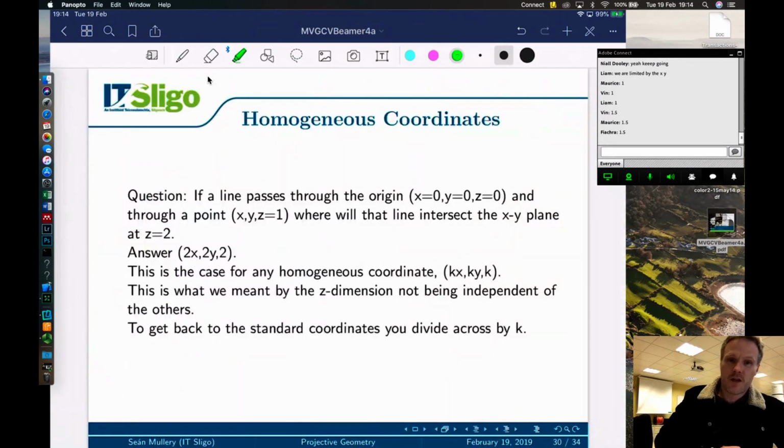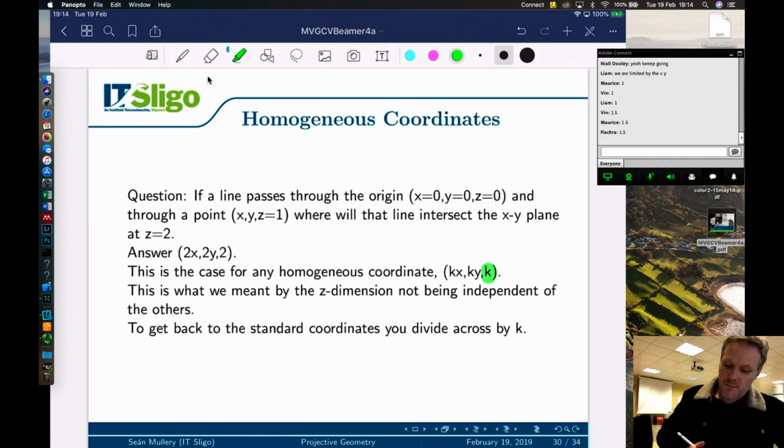So if a line passes through the origin x equals 0, y equals 0, z equals 0, and through a point x, y, z equals 1, where will that line intersect the xy plane if it's at z equal to 2? It'll meet it at 2x, 2y, and then 2 being the position on the z. So this is the case for any homogeneous coordinate. What we have is kx, ky, and k, and that can be whatever value. In other words, this is whatever our position is on that strange z-axis.